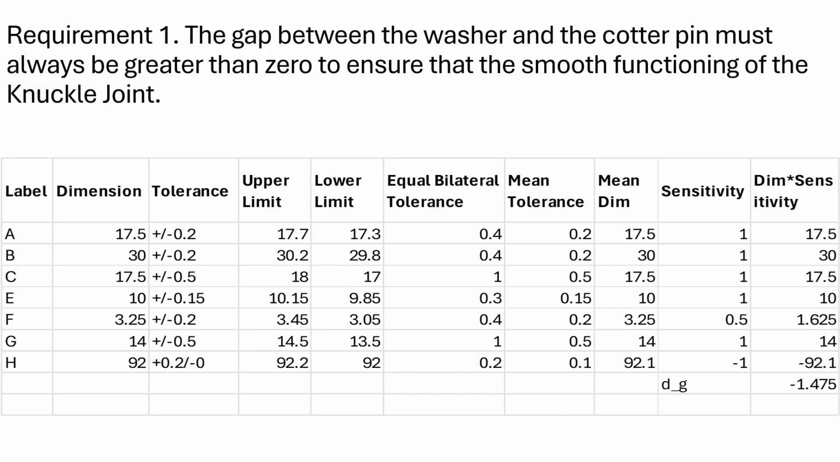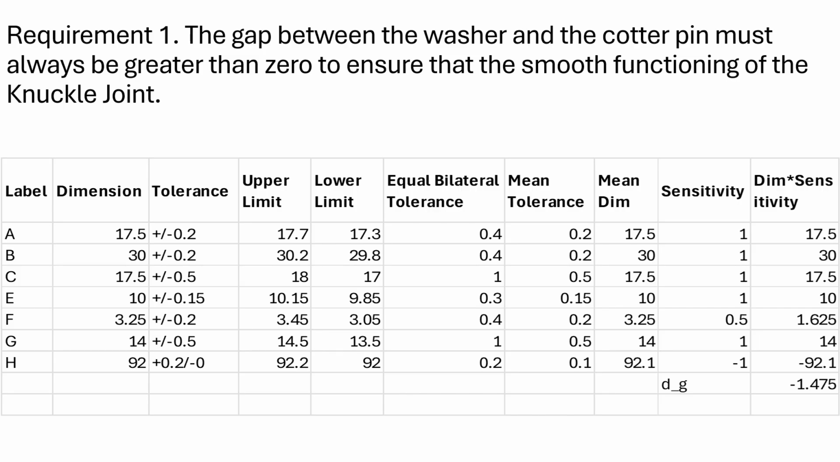See, the way we are calculating the mean dimension is to ensure that, if the dimension is applied with a unilateral tolerance, for example, only in the positive direction there is a tolerance and in the negative side it is not allowed, that means the upper limit is 92.2 and its lower limit is 92. But if you take it, equal bilateral tolerance is 0.2 and its mean tolerance is 0.1. So the mean tolerance plus the lower limit comes to 92.1.